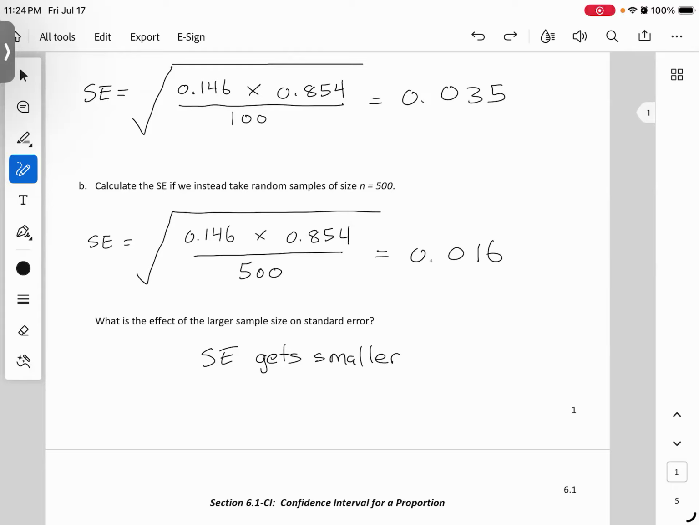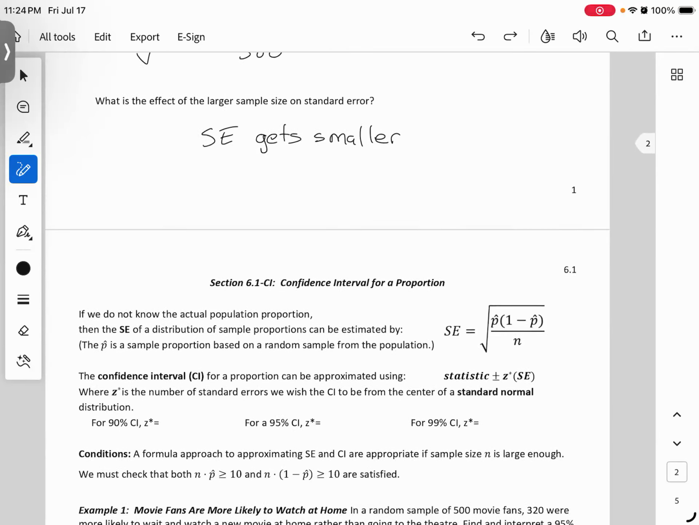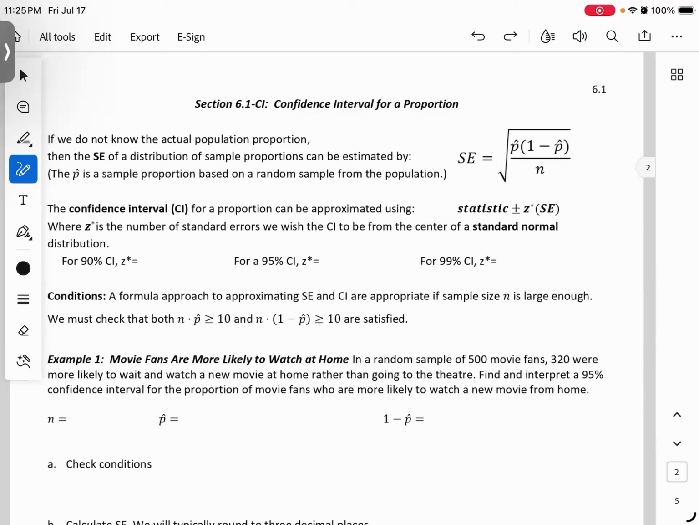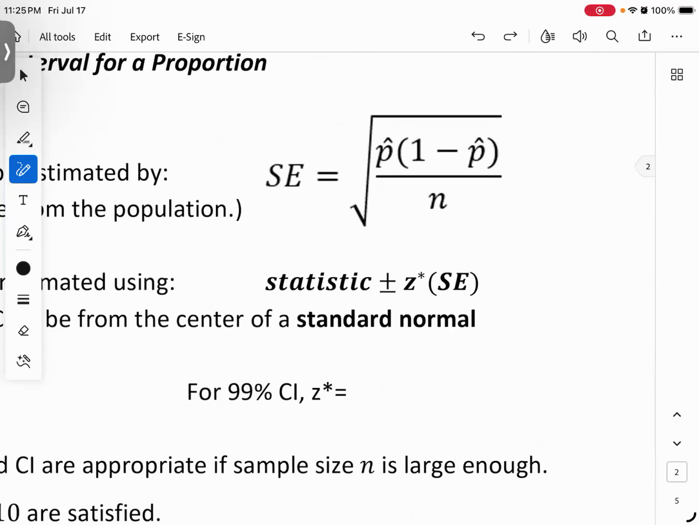Okay, but here's what we're going to do. We're going to do some examples where this now gets used as an embedded step amongst doing confidence intervals and hypothesis tests. There's the formula specifically whenever you're using a sample to make an inference about a population.